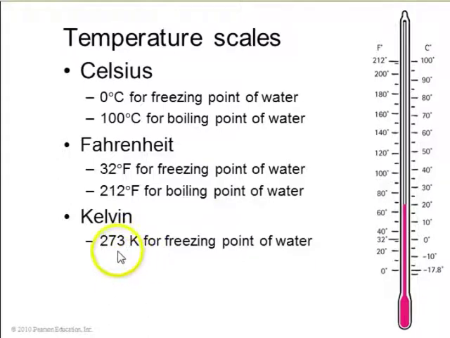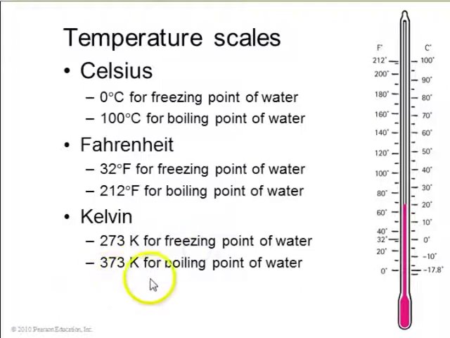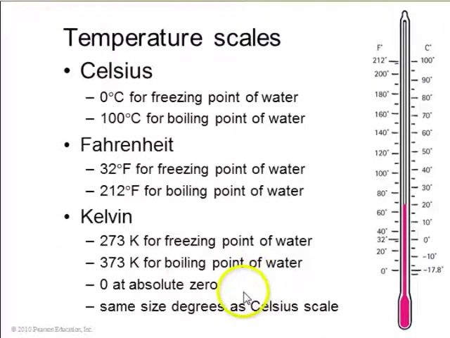Kelvin has the property of 273 degrees Kelvin for freezing of water and 373 Kelvin for boiling of water. This has an advantage in science in that 0 degrees Kelvin is absolute zero. And it has the same size degrees as the Celsius scale, but it has this advantage, it's sometimes called absolute temperature, that it is directly proportional to the kinetic energy per particle.